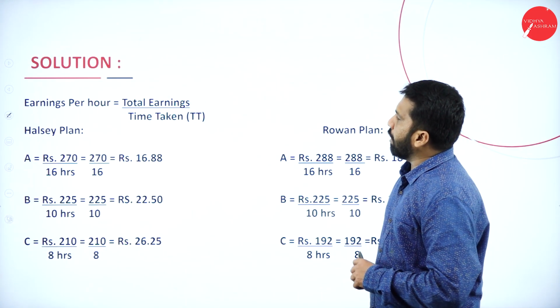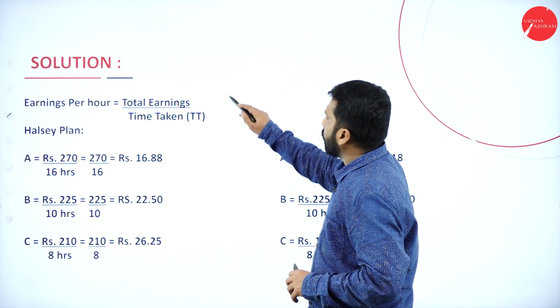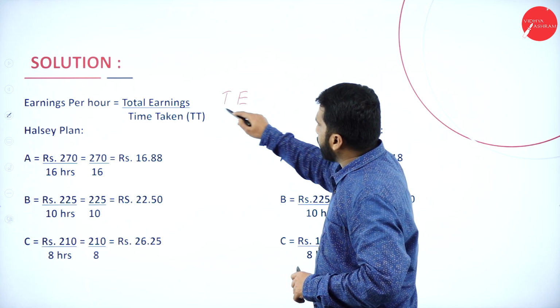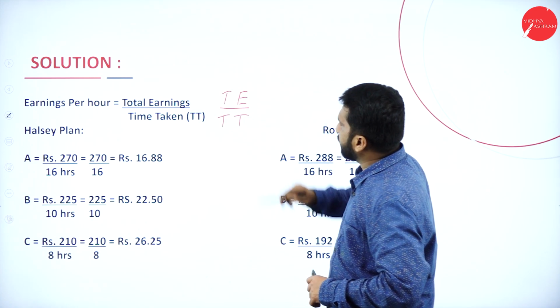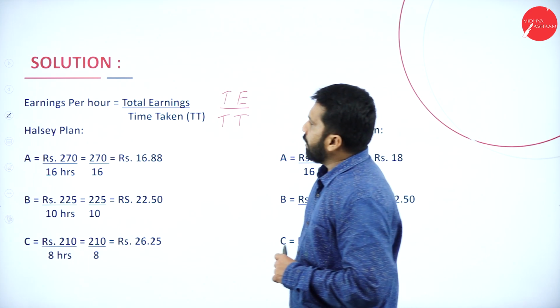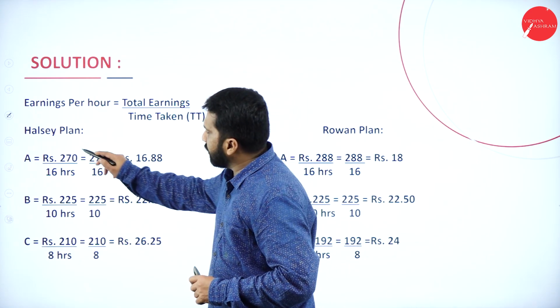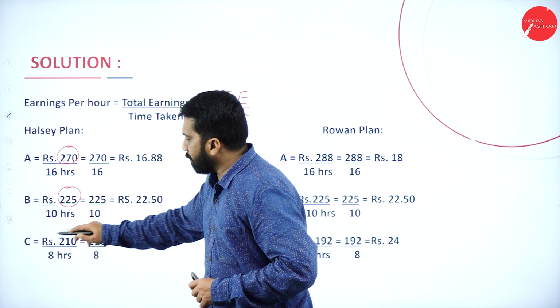Earning per hour is total earning divided by time taken. This will be your calculation or answer. Now, as per this wholesale plan, as you know, it is 270, 225, 210.